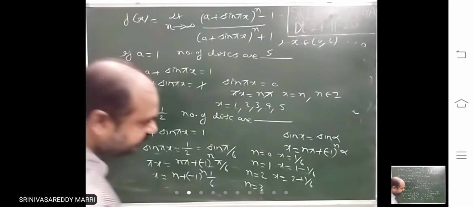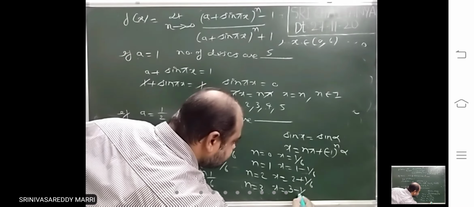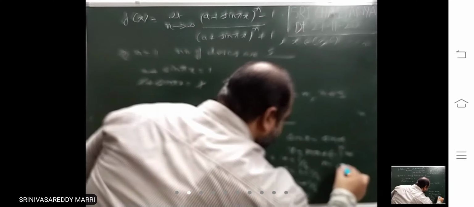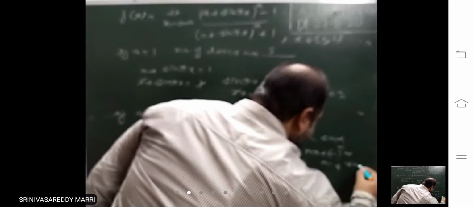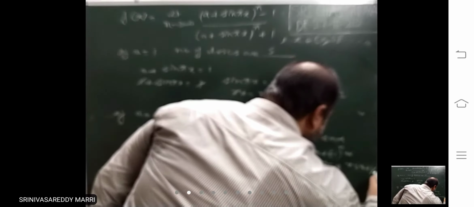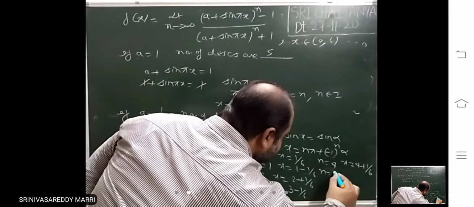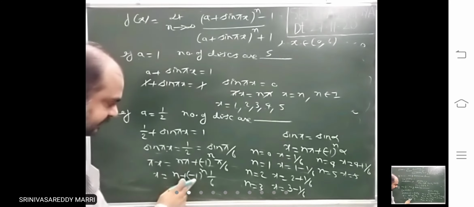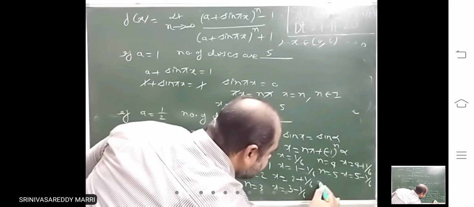N equal to 3 gives 3 minus 1 by 6. This x lies in that interval. N equal to 4 means x equal to 4 plus 1 by 6. This lies in that interval. N equal to 5, x equal to 5 plus minus 1 whole power 5, that is 5 minus 1 by 6. This lies in that interval.